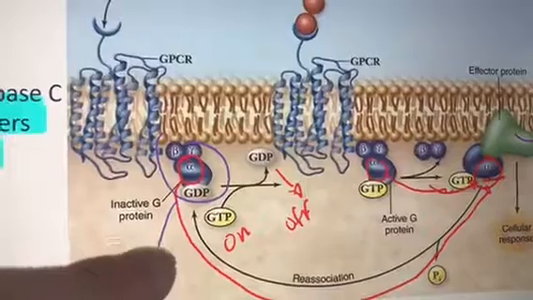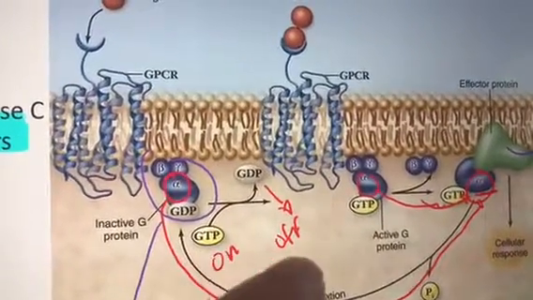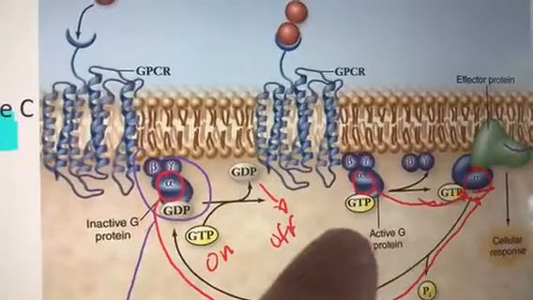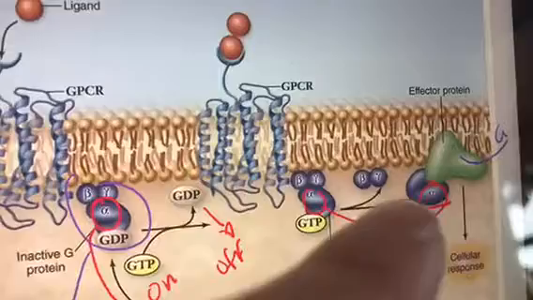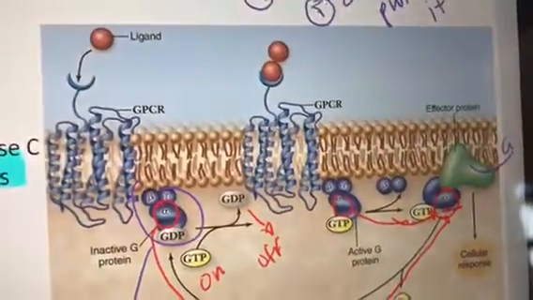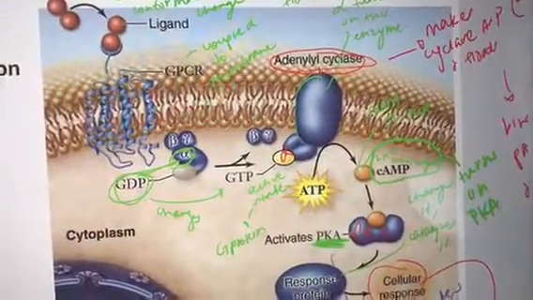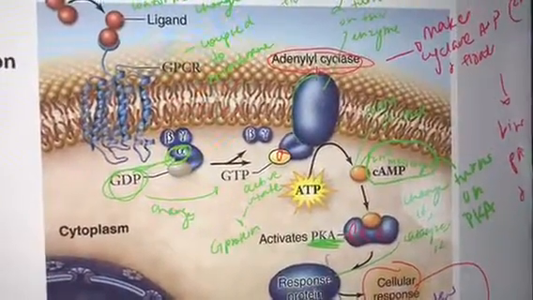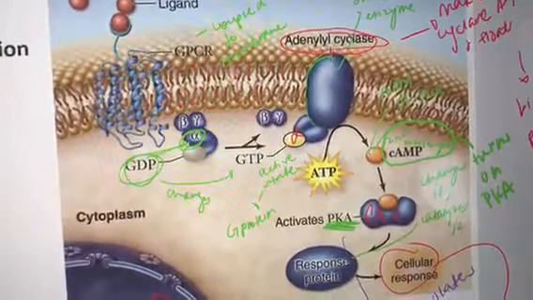GDP is converted to GTP, and GTP happens again, makes the alpha subunit float away and attaches to the effector protein, GTP, and the alpha unit. Although this picture is very messy with my notes, I will still be able to fully introduce and explain cAMP-mediated signal transductions.